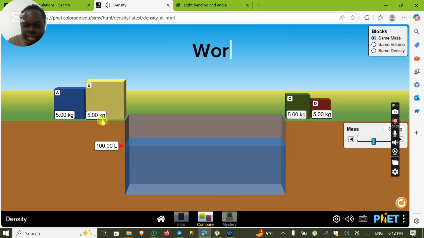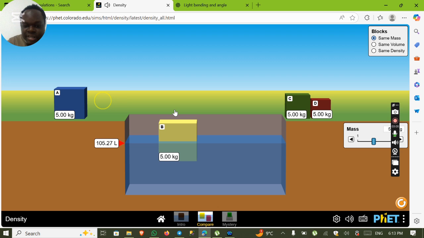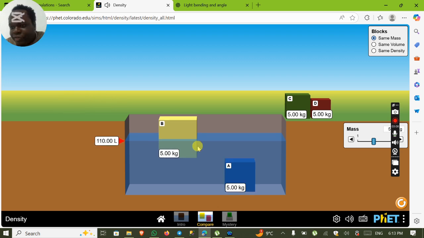The second task is to check materials of the same mass. Will this affect the density? These materials have the same mass, but their volumes are different due to their shapes. For example, this one has a larger volume than this one because of the shape, so its density is less. Let's drop this one. You see? And then let's drop this one. This one sinks more than this one. Why? Because this one has a larger volume due to its shape.